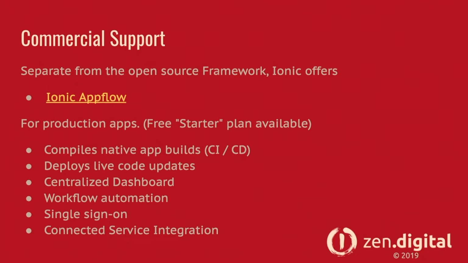So for production apps, you have the ability to compile native app builds. So in other words, instead of you having to compile iOS and Android applications on your own machine from the CSS, JavaScript, and HTML, you can actually outsource that to the cloud and basically get Ionic to do the compilation down to an APK or an iOS app for you.